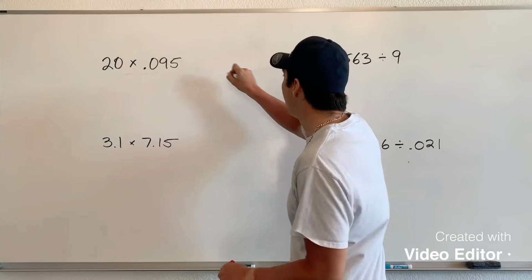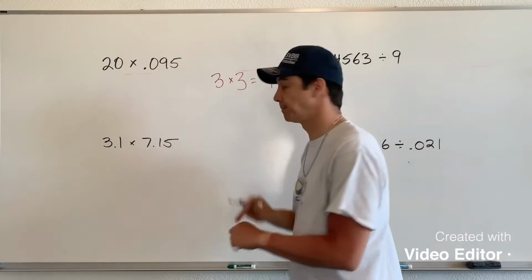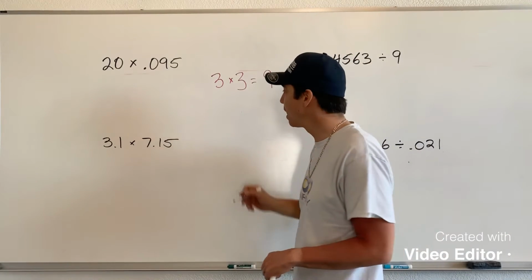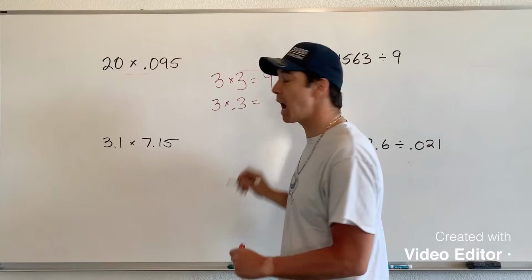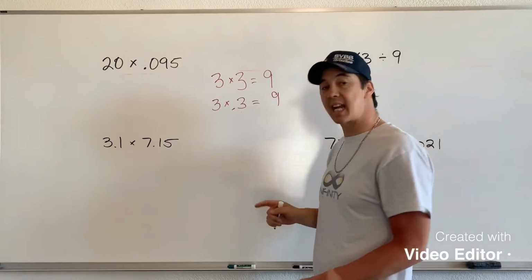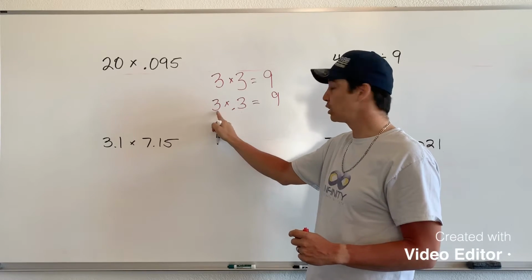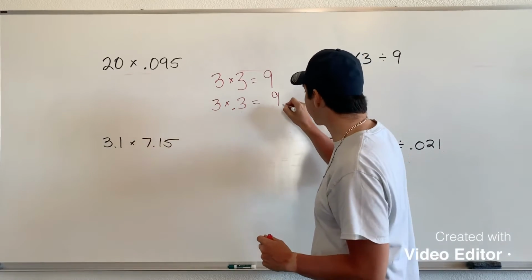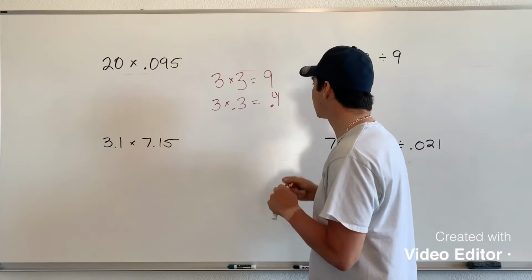For example, we know that 3 times 3 is 9. Easy enough, right? Well, 3 times 0.3, I multiply as if they're whole numbers. 3 times 3 is 9. And then I count how many decimal places were in the question. I have 1 total. So I'm going to move the decimal place over 1 spot. So my answer is 0.9.